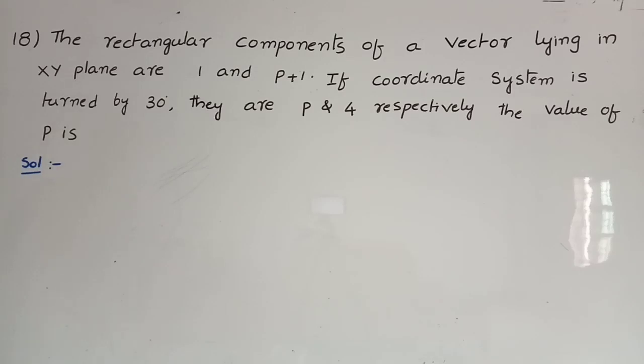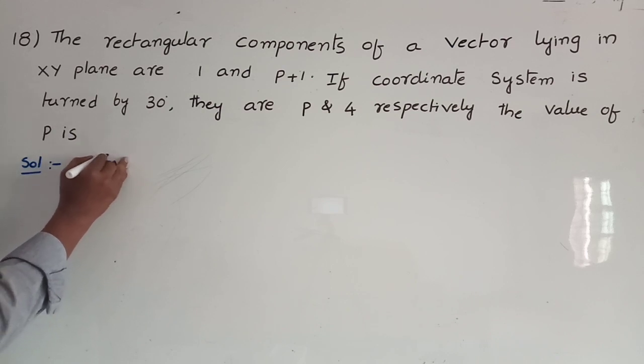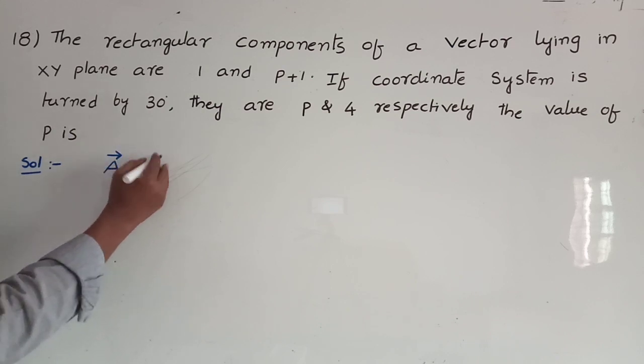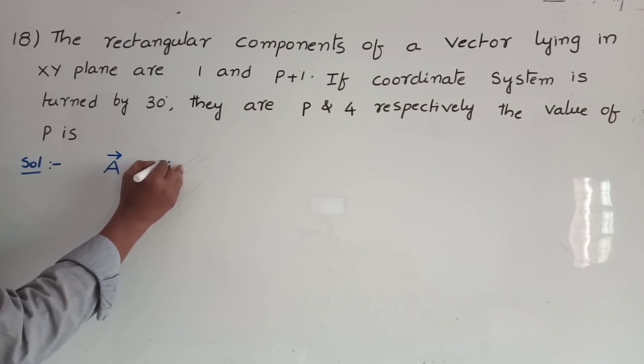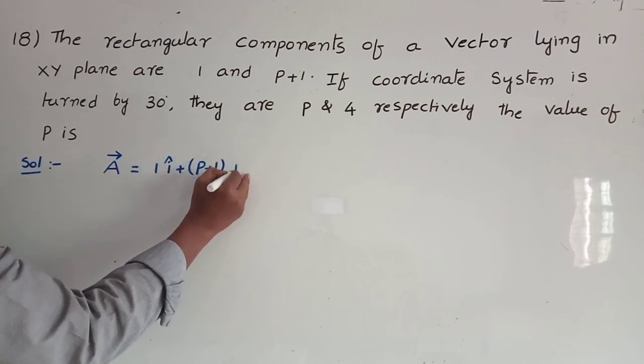Problem. The rectangular components of a vector lying in the xy plane are 1 and p plus 1. If the coordinate system is turned by 30 degrees, they are p and 4 respectively. The value of p is? Here, assume the vector is a bar. This vector's initial coordinates are 1 i cap and p plus 1 into j cap.